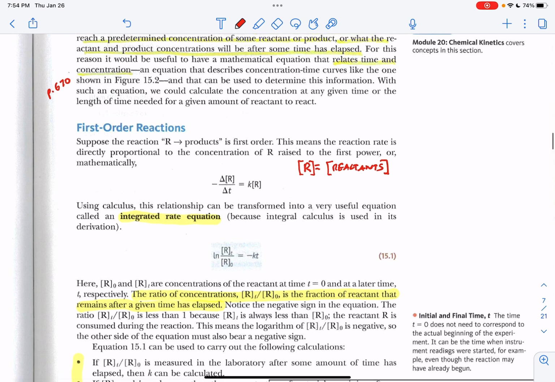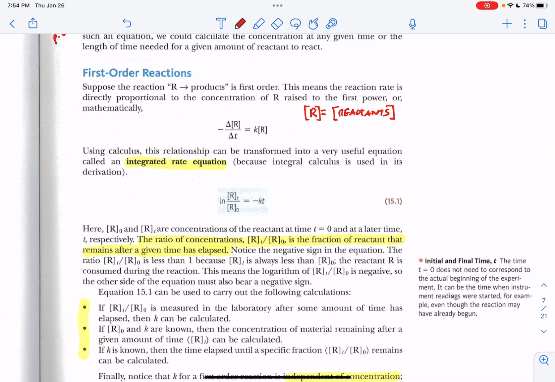So when we begin with this observation right here, that says that the change in the molarity of reactants divided by the change in time equals some proportionality constant K times your concentration. Remember here, R stands for reactants. R does not stand for rate. And the idea is like this.